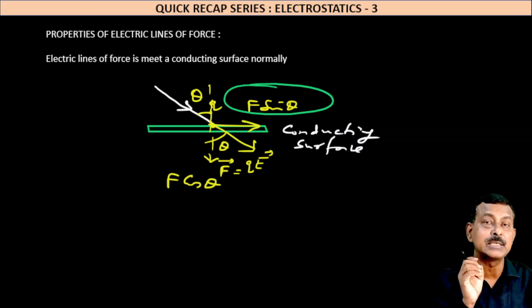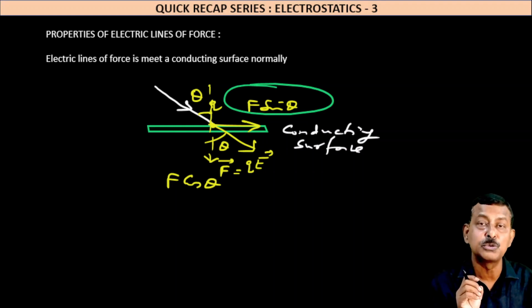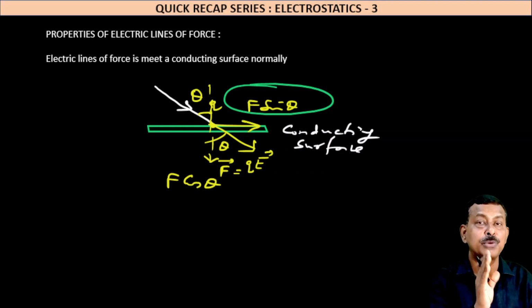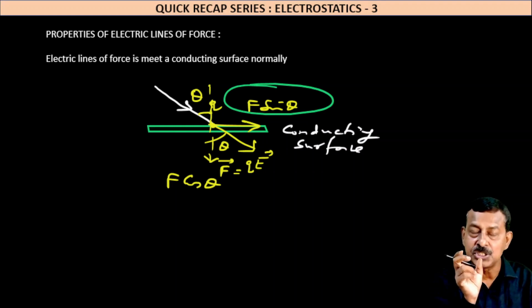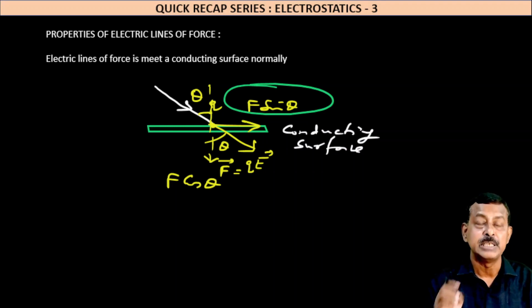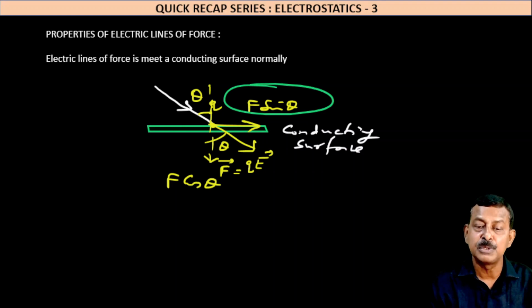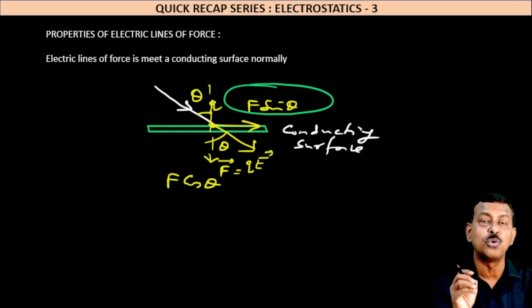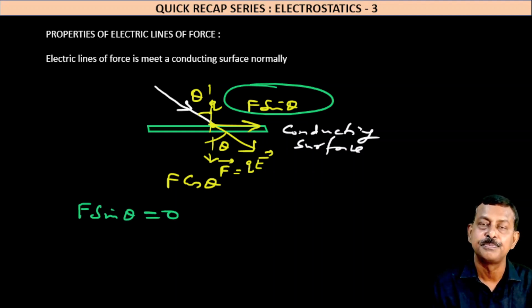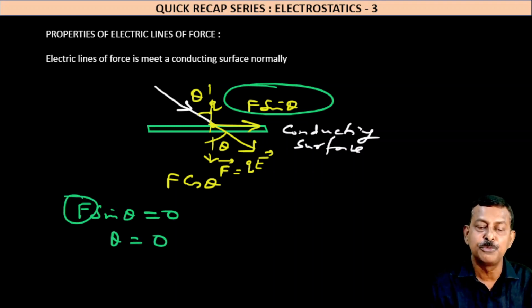But since you are taking a conductor, a conducting surface is always an equipotential. If it is equipotential, it means there will be no motion of the charge, because the charge will move from high potential to low. If the potentials are the same, in that case the charge will not move. And if the charge is kept on the surface, it will not move if we consider that there is no force along the surface of the conductor. So for that particular case, F sin theta should be 0, and this will be 0 if theta is 0, because F will be there.